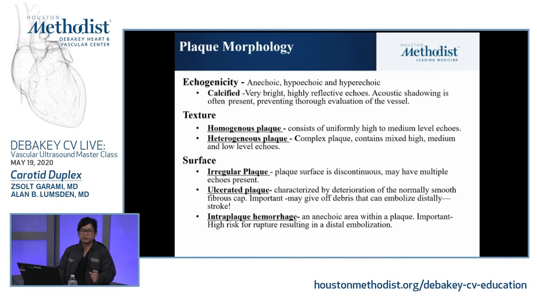We look at surface characteristics, of course: irregular plaque, ulcerated plaques. Usually smooth plaques, or homogeneous plaque, have a smooth surface, but whenever there's a cutout, we should be concerned that there might be ulcerations, or that some bodies have embolized. And of course, we want to take a close look at the plaque and see if there are any hypoechoic spaces or anechoic spaces within the plaque that could suggest an intraplaque hemorrhage is occurring.